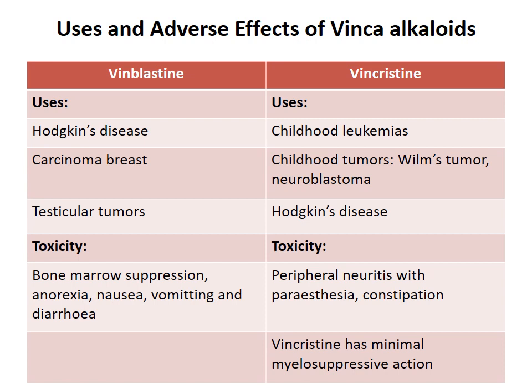Uses of vinblastine: it is used in Hodgkin's disease, carcinoma breast and testicular tumors. Vincristine is used in childhood leukemias, childhood tumors namely Wilms tumor and neuroblastoma, and also in Hodgkin's disease. The toxicity of vinblastine: bone marrow suppression, anorexia, nausea, vomiting and diarrhea. Toxicity of vincristine: peripheral neuritis with paresthesia, constipation. Vincristine has minimal myelosuppressive action also.